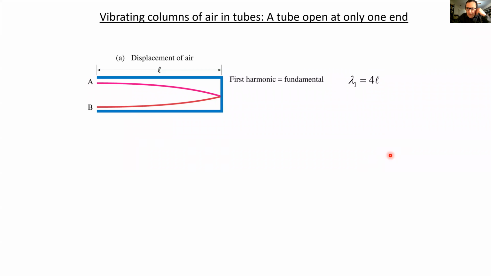Okay, so if the wavelength is 4 times the length of the pipe, remember this relationship, frequency is the speed of sound divided by the wavelength. So we get that the fundamental frequency of a pipe that's closed on one end is V over 4L.